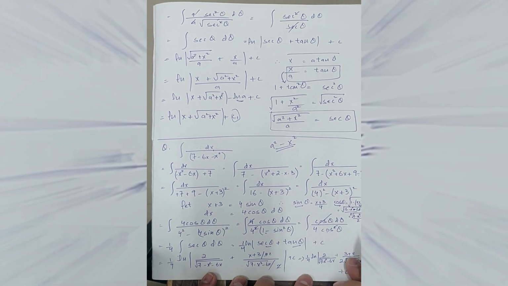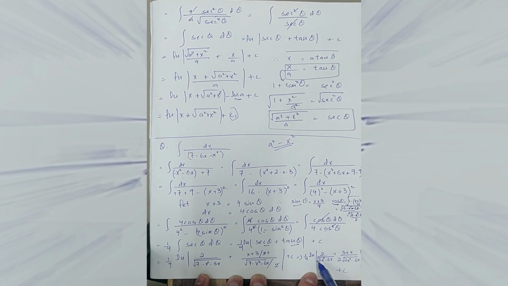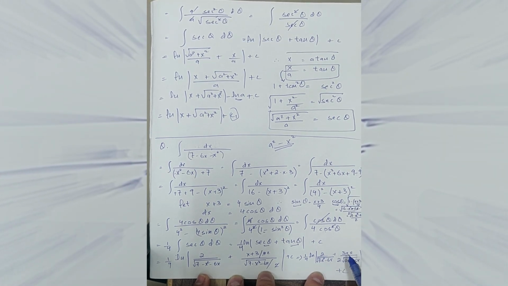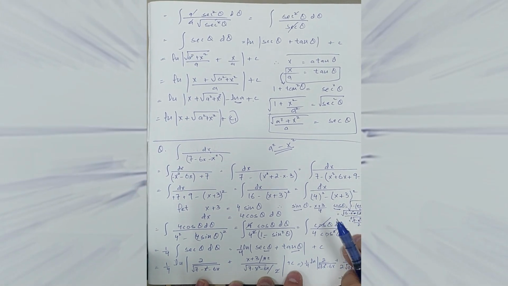So solving it further, we will get 1 by 4 log of 2 divided by under the root 7 minus x square minus 6x, plus 3 plus x divided by 2 under the root 7 minus x square minus 6x, plus c. So that's the solution of this integral.